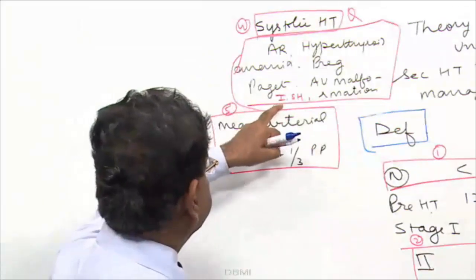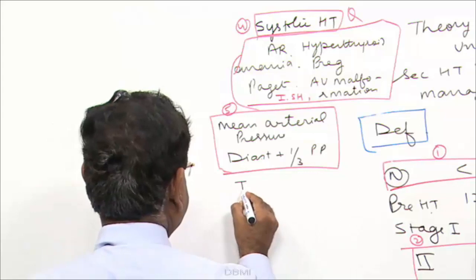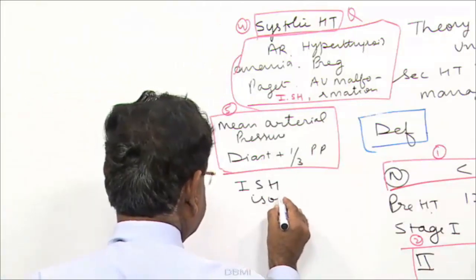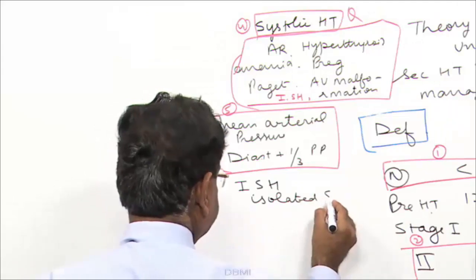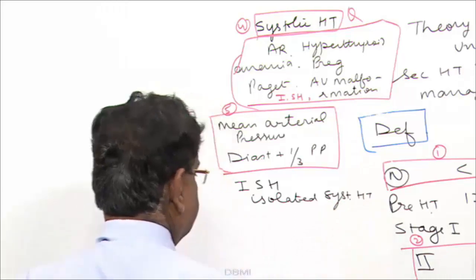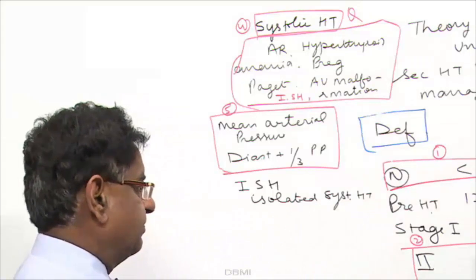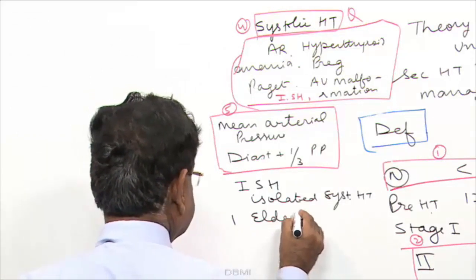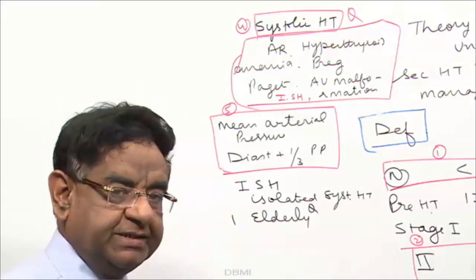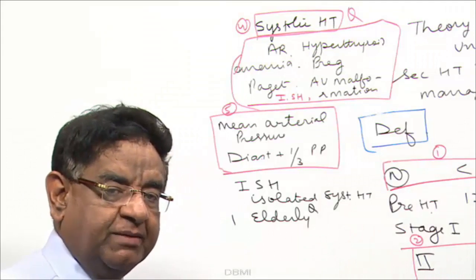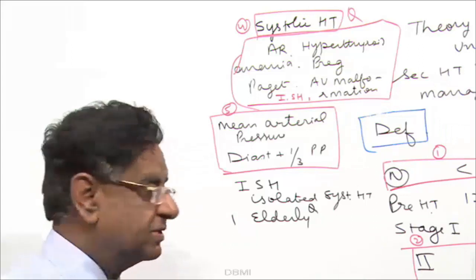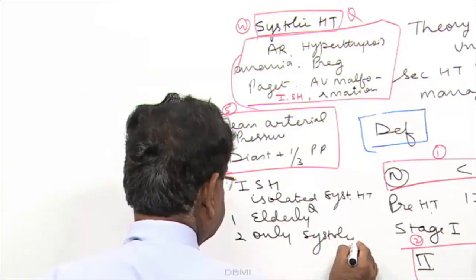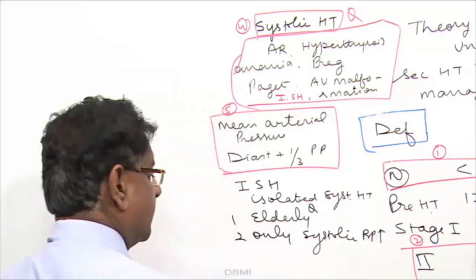Now we talk about one entity, ISH. What is ISH? ISH is a very important short note. It can come as a short note separately also. This stands for isolated systolic hypertension. Now what is this? First of all, it is seen in the elderly person. It is a separate MCQ, very frequently asked. It means, suppose a young man of 20 years comes to you and you make an ISH diagnosis, it is the wrong diagnosis. And in this, only systolic BP is high. That means diastolic is normal.